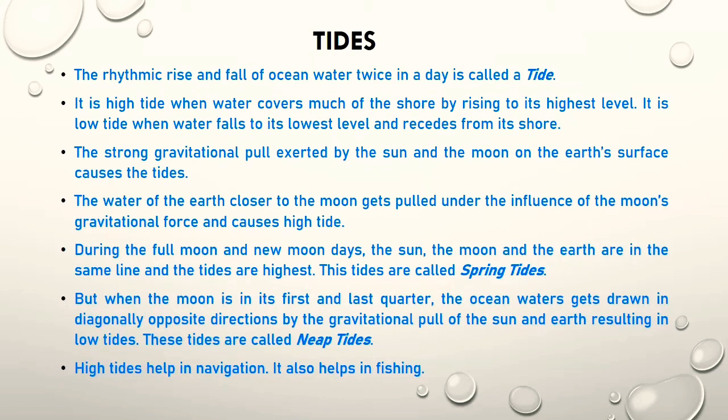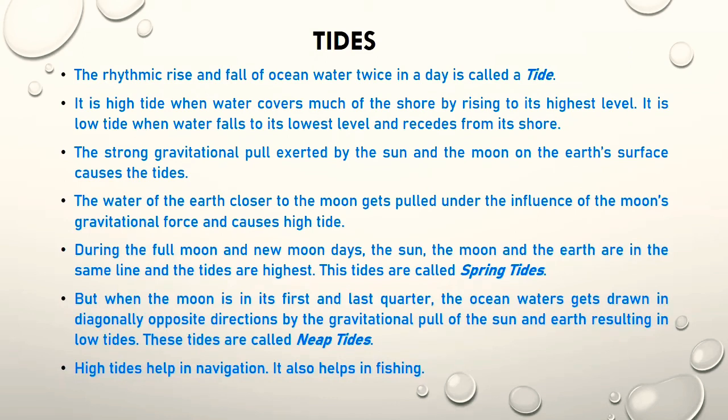Next point: the water of the earth closer to the moon gets pulled under the influence of the moon's gravitational force and causes high tide. That means the water of the earth which is closer to the moon gets pulled under the influence of the moon's gravitational force, and it creates high tide.